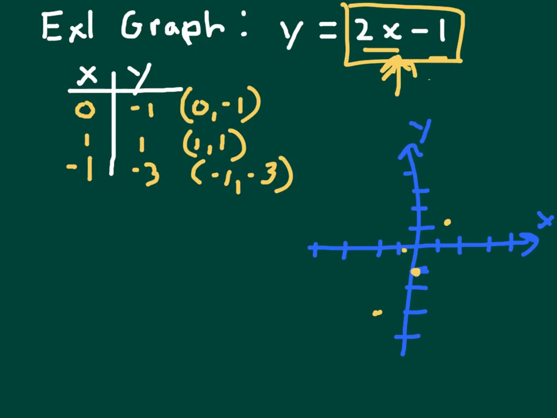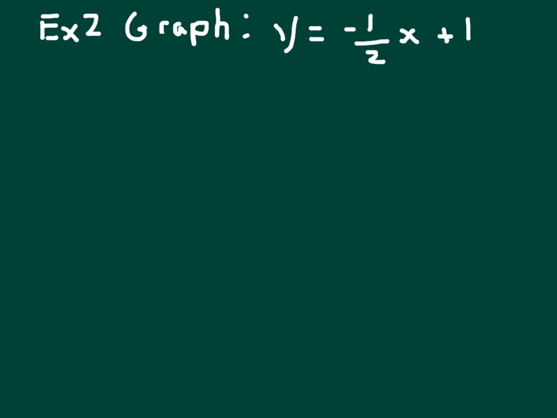Now, you're going to have graph paper when you do these, and when you do have graph paper, then you're going to be able to take a ruler and draw a straight line through those 3 points. And this is called a linear equation. And then we name it, and the name of it is y equals 2x minus 1, because that's the original equation. All right, let's take a look at example 2.